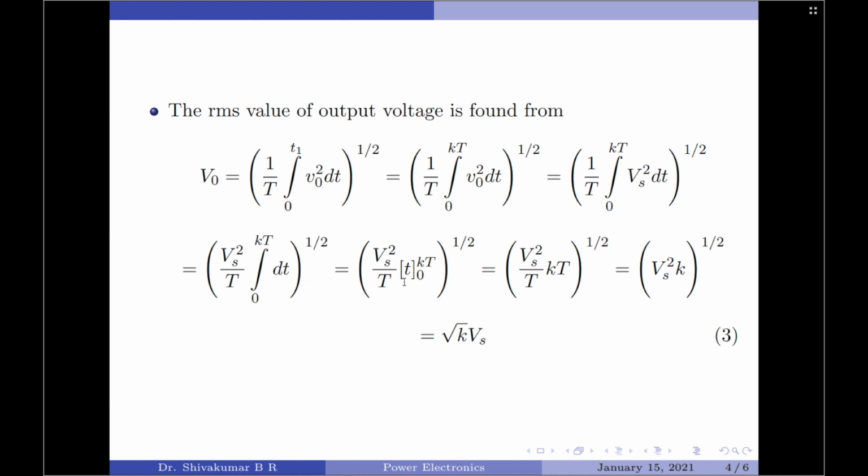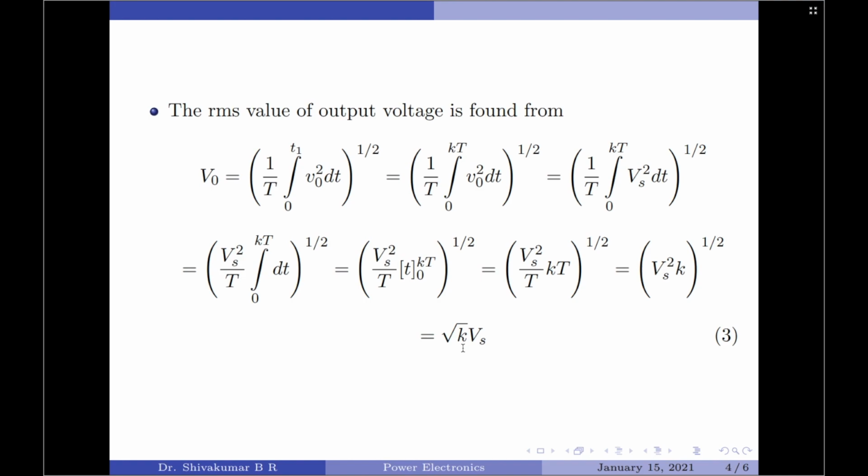Integration of dt is t, the limits are 0 and Kt, and I apply the limits to get Kt here because Kt minus 0 is still Kt. What I see here is Vs square divided by capital T multiplied by K into capital T. So, let us cancel the T in the numerator and denominator. So, what we obtain is square root of Vs square into K. So, the final expression for the RMS value of the output voltage is root K multiplied by Vs.